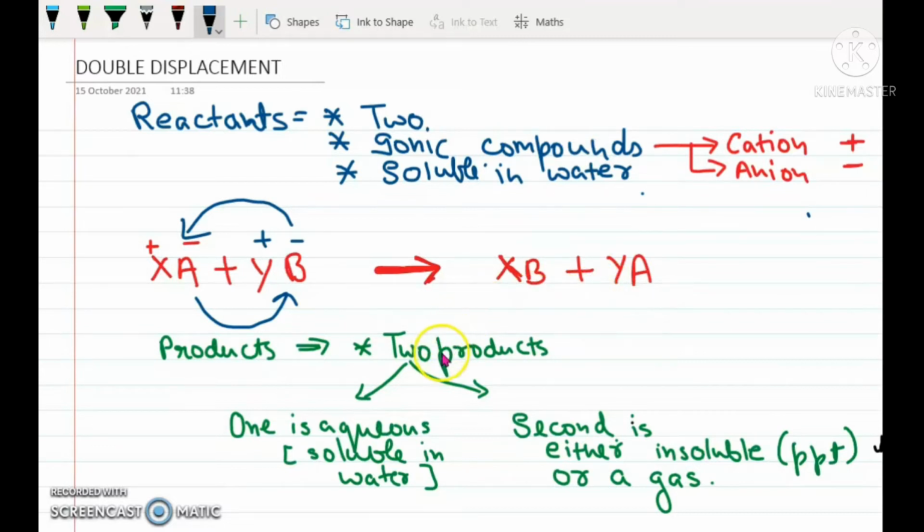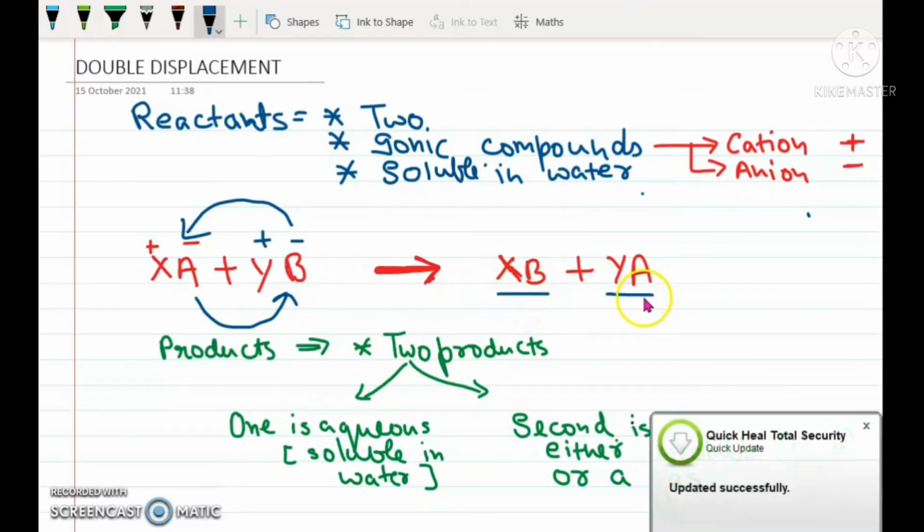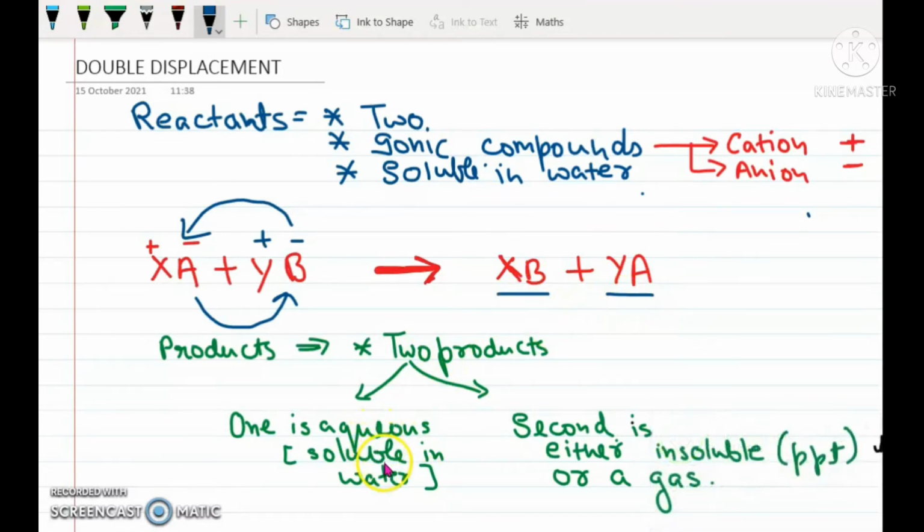Now, some technical things about the products being formed. What are the special qualities of the products being formed in the double displacement reaction? The products, again, will be two in number, and one of them should be aqueous, that is, one of them should be soluble in water. What about the second one in that case? The second product being formed in the double displacement reaction should essentially be either the insoluble part, that is the one which is not soluble in water, also referred to as the precipitate in the reaction, or it can be in gaseous form.